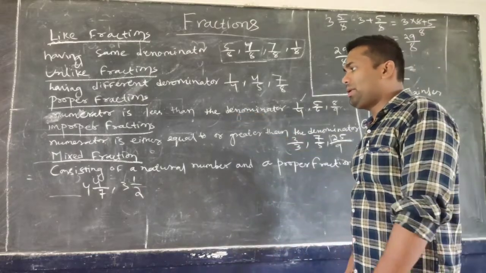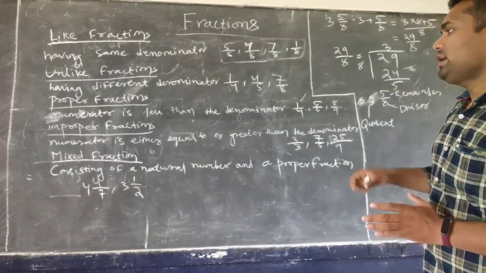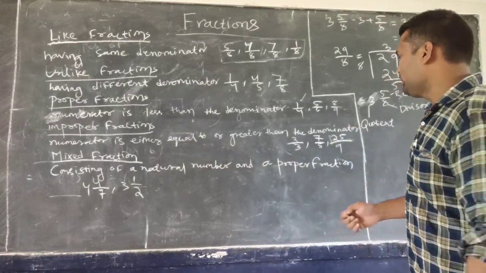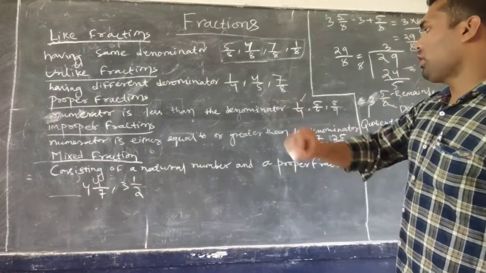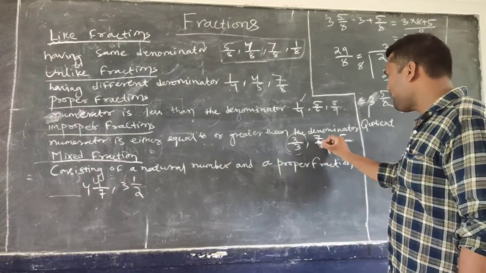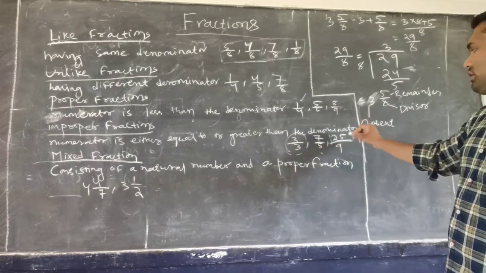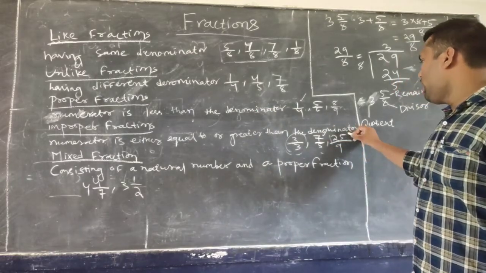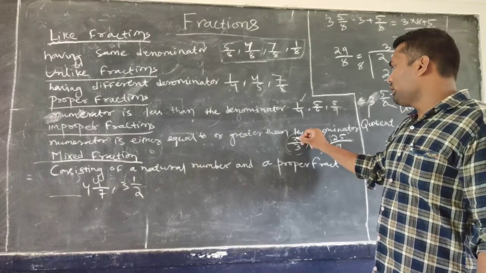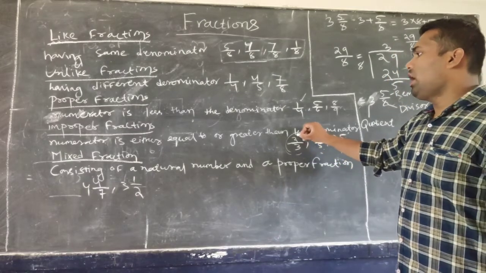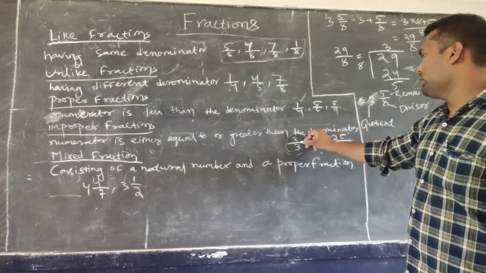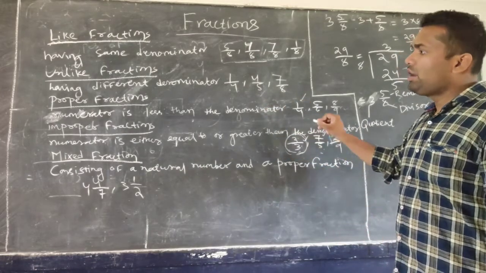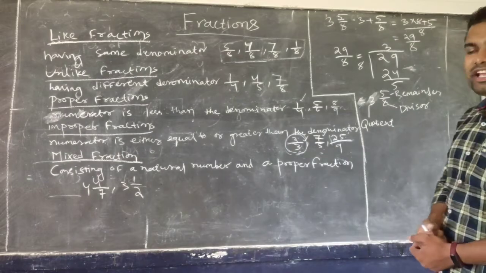Next is the improper fraction. Here the numerator is either equal to or greater than the denominator, so these are known as improper fractions. 3/3, 7/5 and 25/9 are examples of improper fractions. Here the numerators are greater than the denominators, and 3/3 is equal to the denominator, so 3/3 is also an improper fraction.